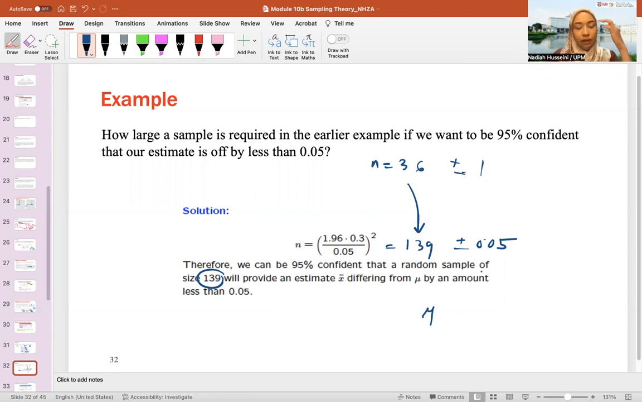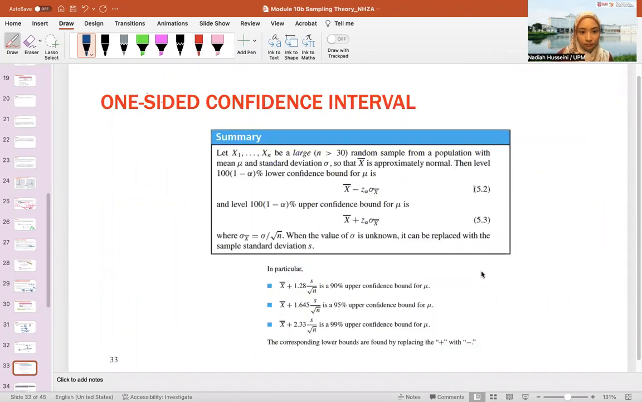Okay, so any questions about this one? So far, okay, Doctor. No question, Doctor. Okay, thank you. Okay, so we talked about two-sided confidence interval. Let's talk about this and then take our break, okay?